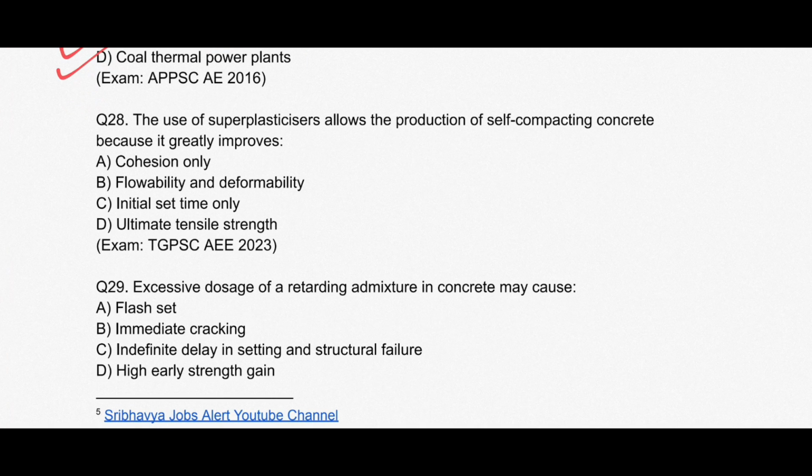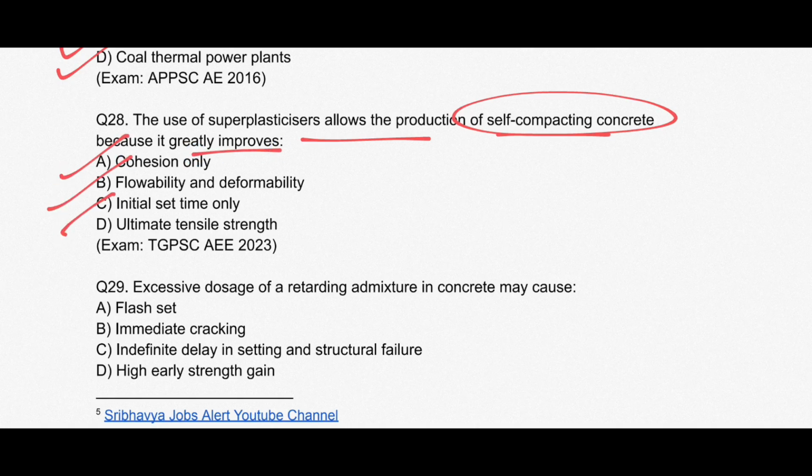28th question. The use of superplasticizers allows the production of self-compacting concrete because it greatly improves: option A, cohesion; option B, flowability and deformability; option C, initial set time; option D, ultimate tensile strength. So the answer is option B, that is flowability and deformability.